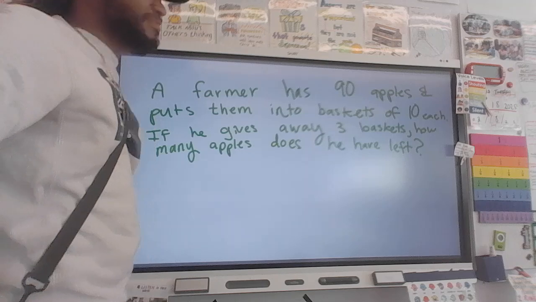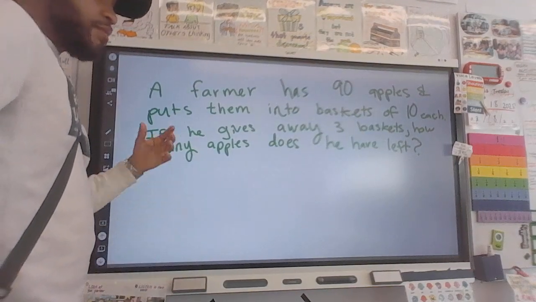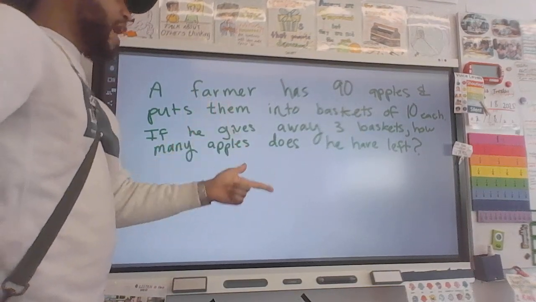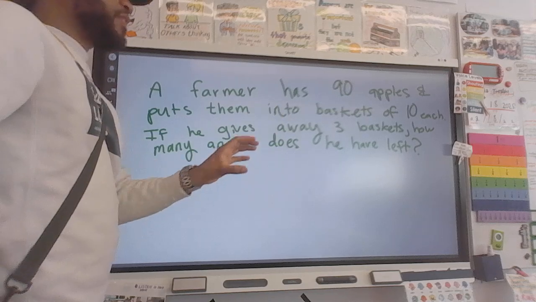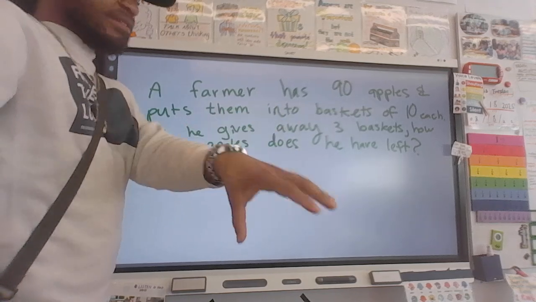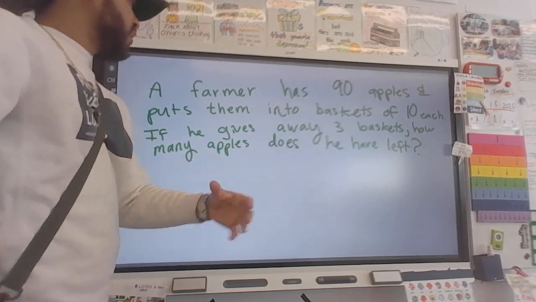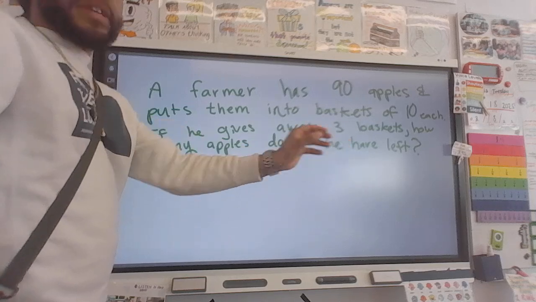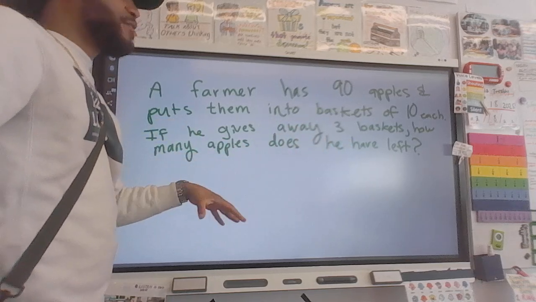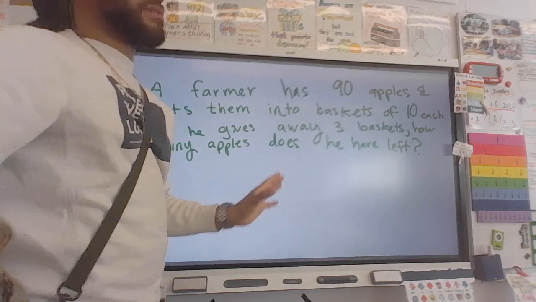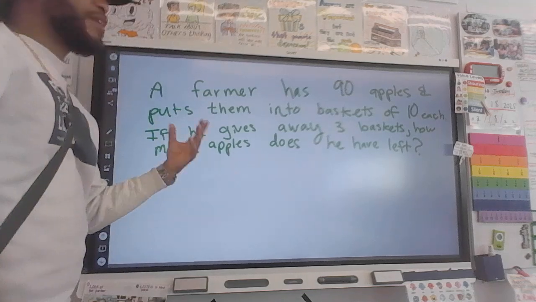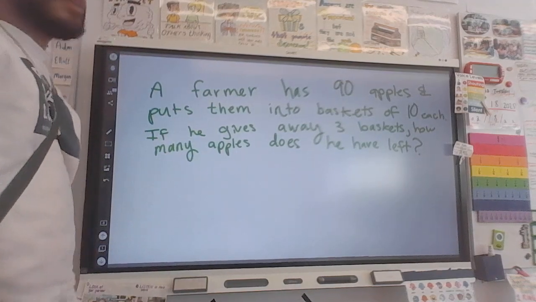Oh, it's a he. So I'm understanding that this is about a farmer with apples. He is putting them into baskets with a certain amount in each. And then he is giving away some baskets. And I had to figure out how many apples he has left.